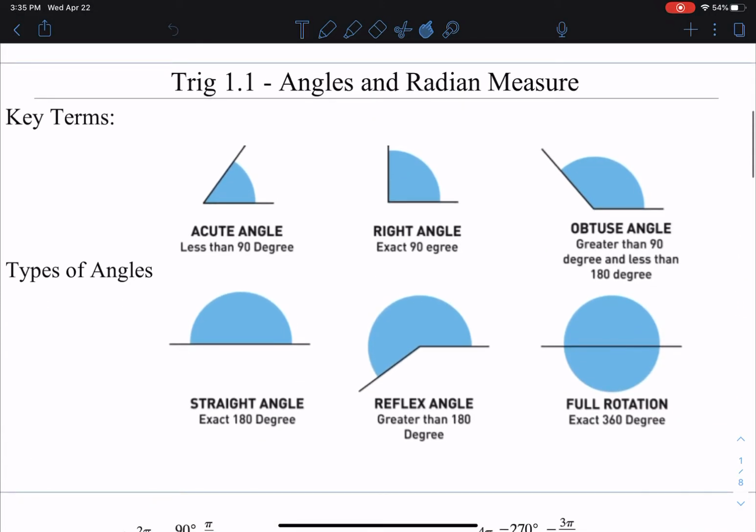The next thing is some key terms. Types of angles: you have acute angles, less than 90; right angles, exactly 90; obtuse, between 90 and 180; straight angles, or 180; reflex angles, greater than 180; and a full rotation is exactly 360 degrees.